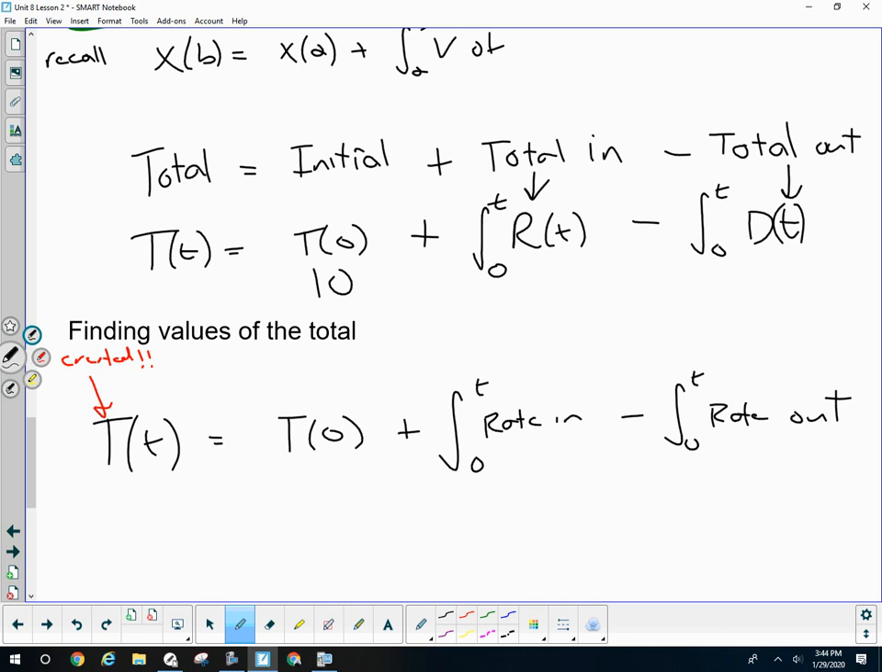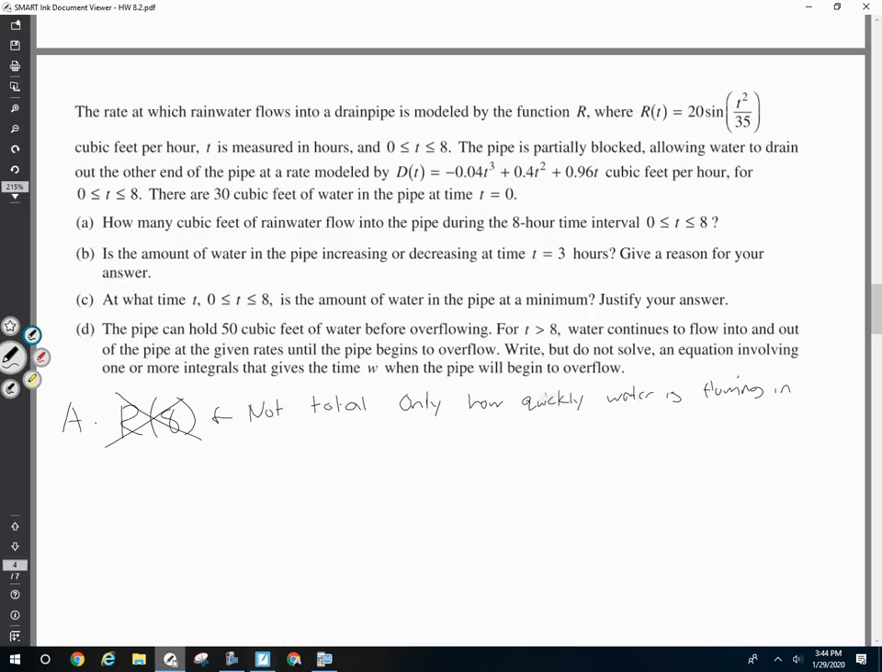Okay, let's go back to my friend the pipe. I want you to do two things for me. Part A is now a two-part problem. How many cubic feet of rainwater flow into the pipe during the 8-hour time interval? Read that carefully. Okay, let's think about it. How many cubic feet of rainwater flow into the pipe?